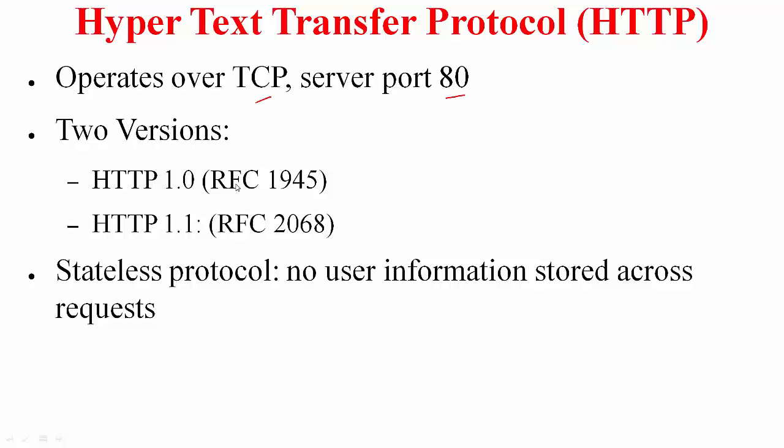There are two versions of HTTP. This is the older version, HTTP 1.0, defined in this RFC. The later version is 1.1. This is what is extensively used. One important thing you should note about HTTP is that it is a stateless protocol. The server maintains absolutely no information about the user across requests. A server just looks at what was requested and just returns it. It does not keep track of what the earlier requests were, when they were requested, who sent them, so on.